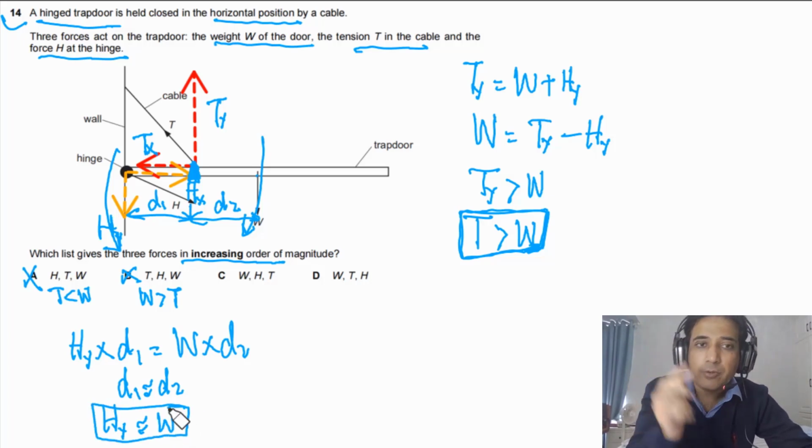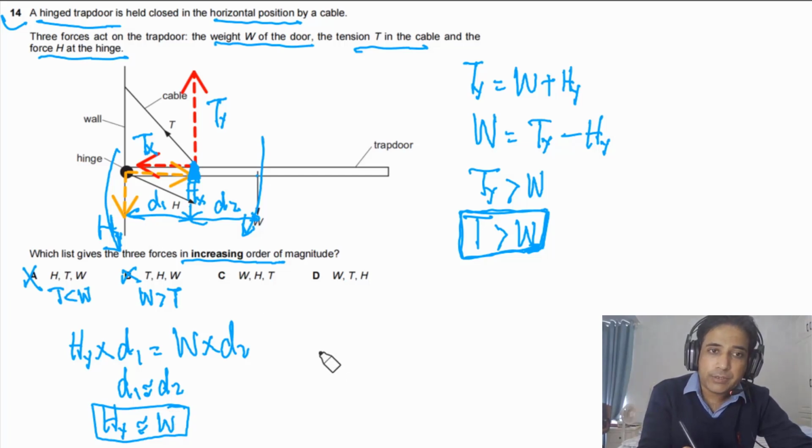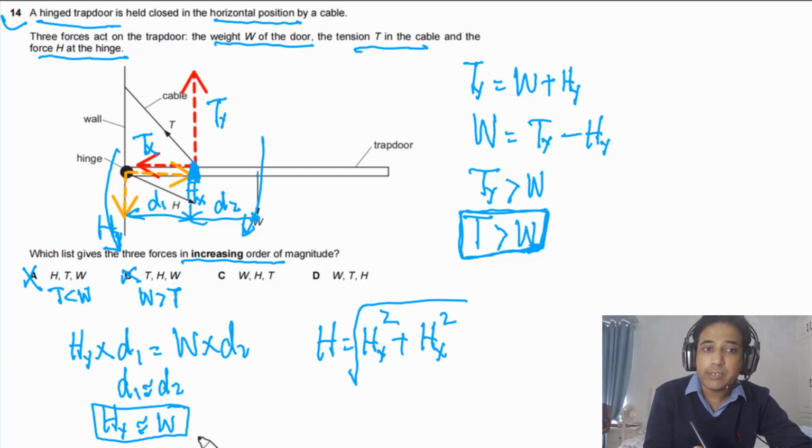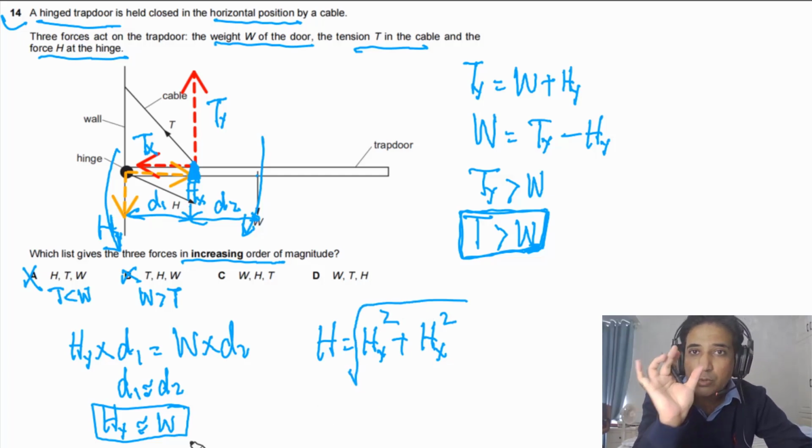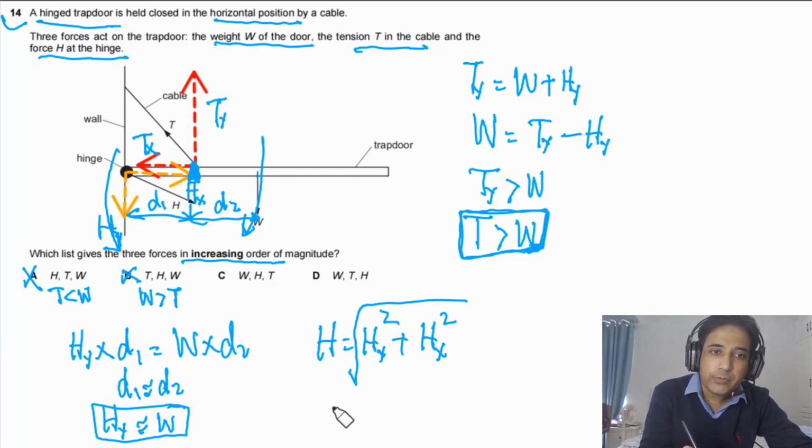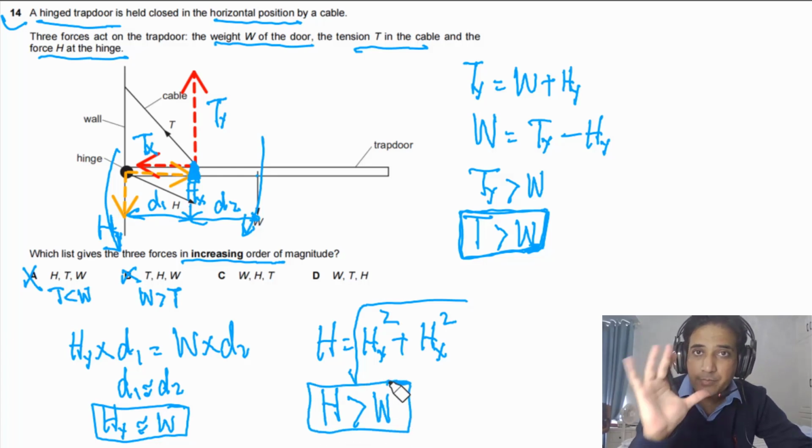So how about H now? H has two components, that is Hy squared plus Hx squared. So this is H, but W is equal to only the vertical component. So from here we can say H is greater than W. This is the second result you can find by comparing forces.